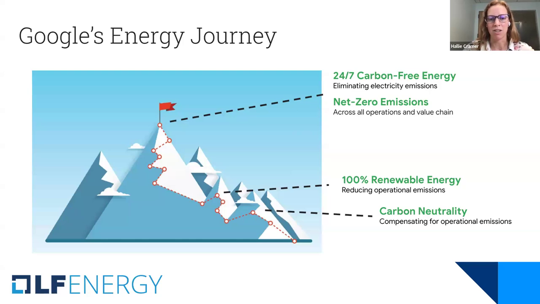And so if you go to the next slide, to set the context of why Google got involved, I wanted to start with our energy journey. So in 2007, Google was one of the first companies to be carbon neutral, compensating our operational emissions with carbon offsets.